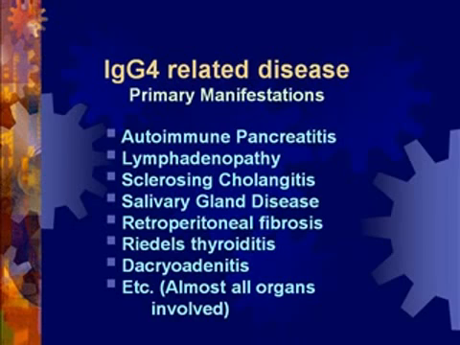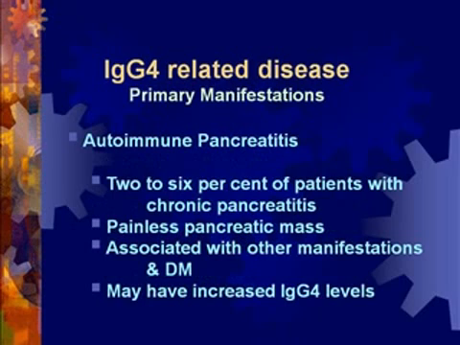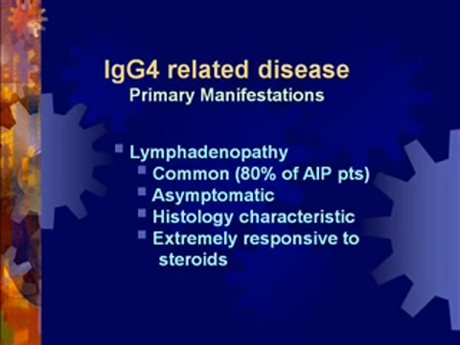Autoimmune pancreatitis can occur in 2 to 6% of patients with chronic pancreatitis. It presents as a painless pancreatic mass and may be associated with other manifestations like diabetes and may have increased IgG4 levels. Lymphadenopathy is very common. Close to 80% of the patients with autoimmune pancreatitis have this. Most of the time it's asymptomatic. Histology is very characteristic, as I showed you earlier, and extremely responsive to steroids.